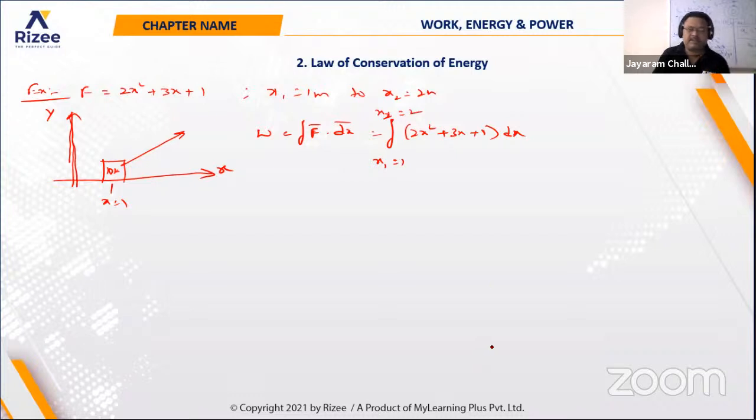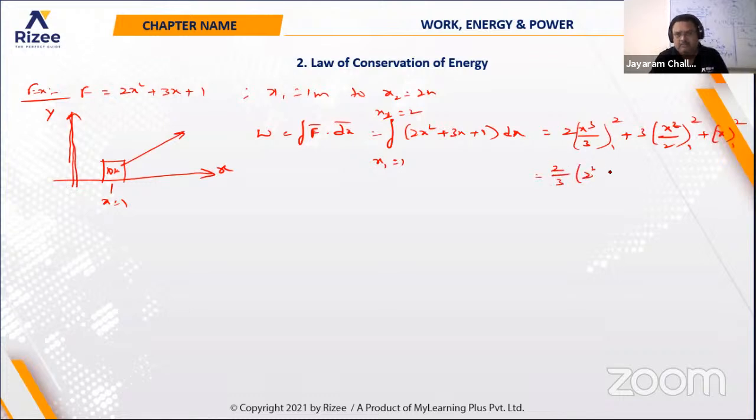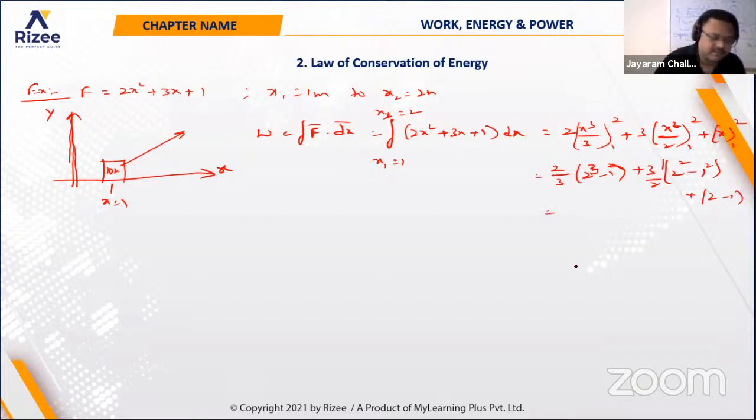So at this particular instance, it has been changing. You need to just go for the integration. It will be 2 into x cube by 3, limits ranging from 1 to 2, plus 3 of x square by 2, limits ranging from 1 to 2, plus x from 1 to 2. On substituting the values, you will get 2 by 3 into 2 cube minus 1 cube, plus 3 by 2 into 2 square minus 1 square, and the last section is 2 minus 1. On solving this, you should get your work done in this case.